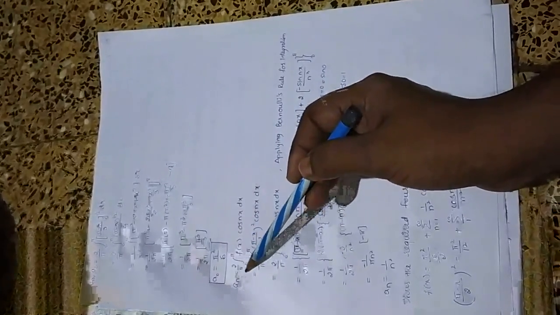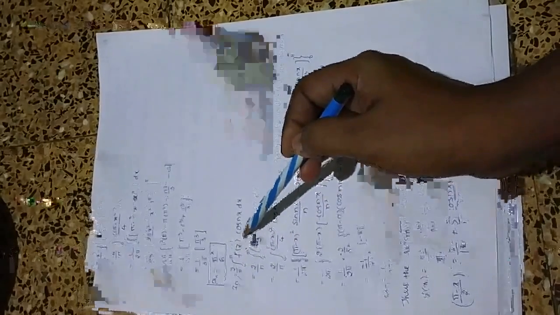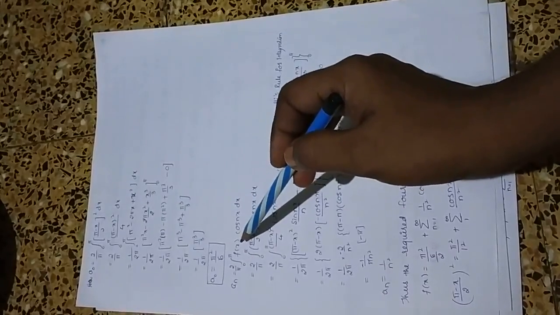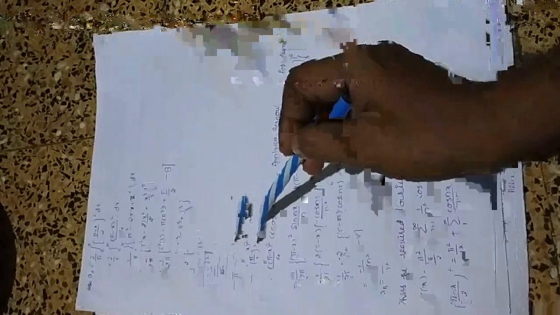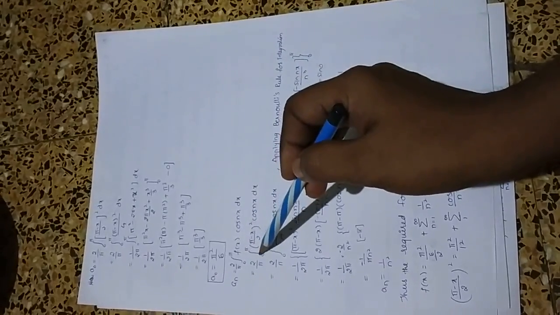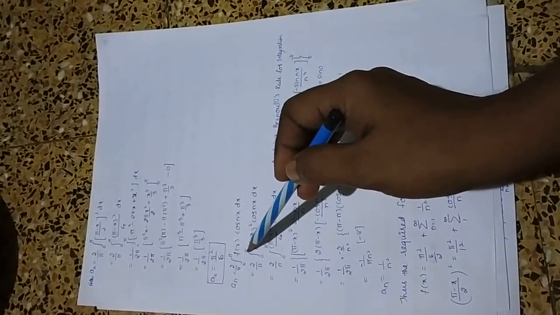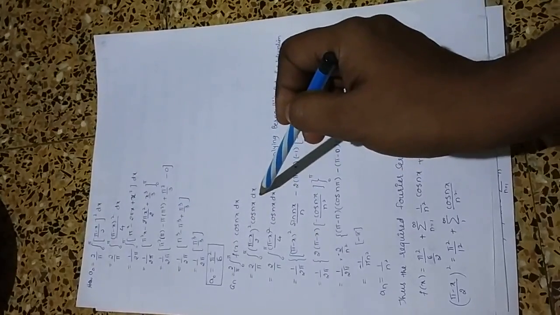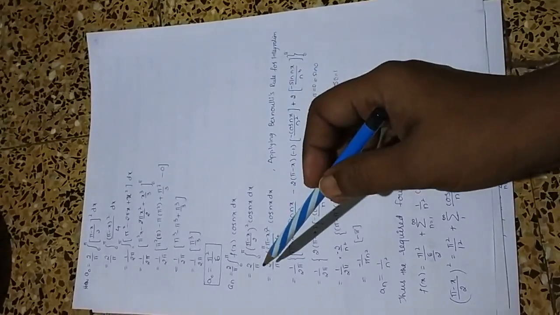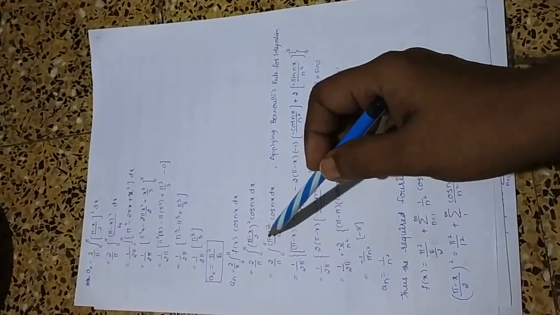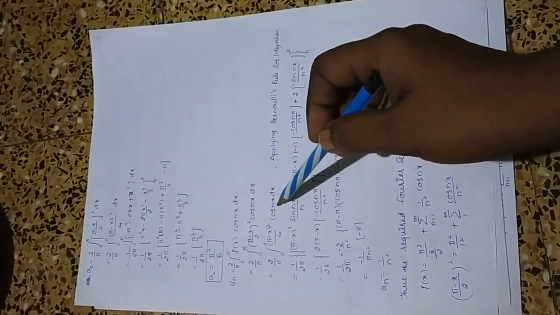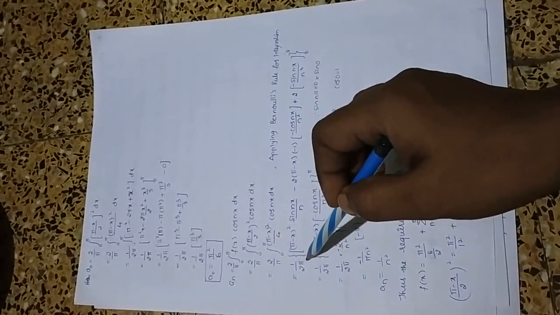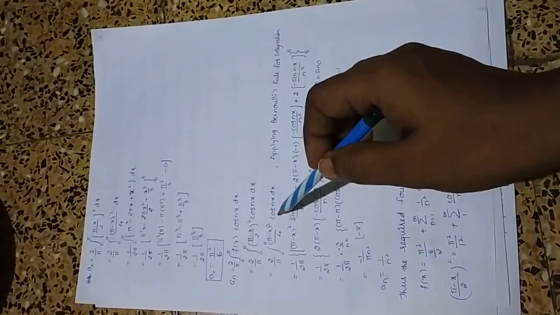an equals 2 by pi integration 0 to pi f of x cos nx dx. Substituting f of x equals pi minus x upon 2 whole square, that is 2 by pi integration 0 to pi of pi minus x upon 2 whole square cos nx dx, or 2 by pi integration 0 to pi of pi minus x whole square upon 4 cos nx dx. 2 ones are 2, 2 twos are 4, so 1 upon 2 pi. We are left with pi minus x whole square into cos nx.